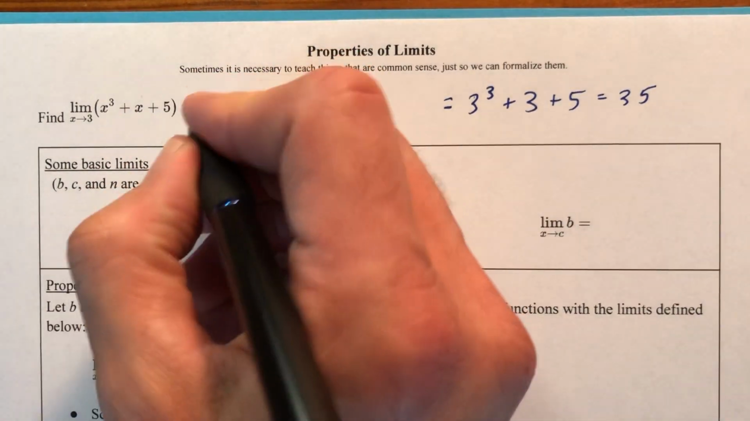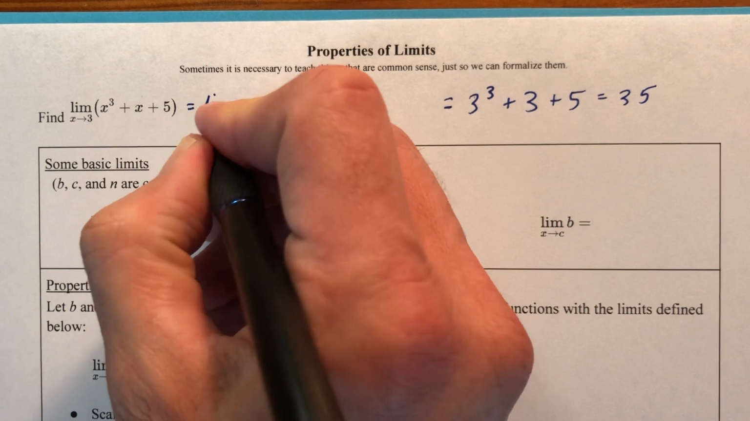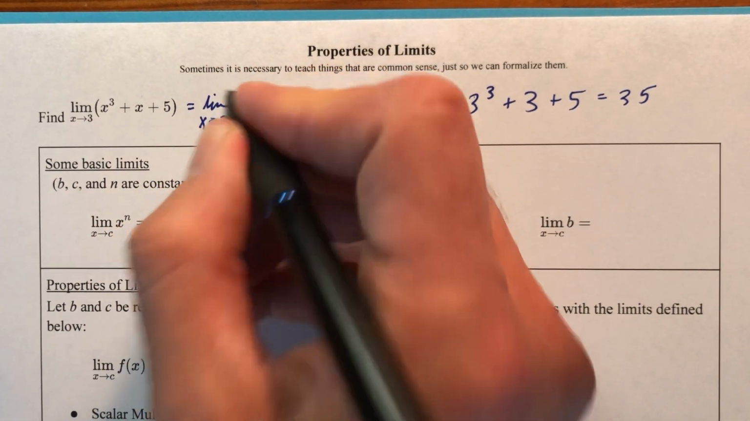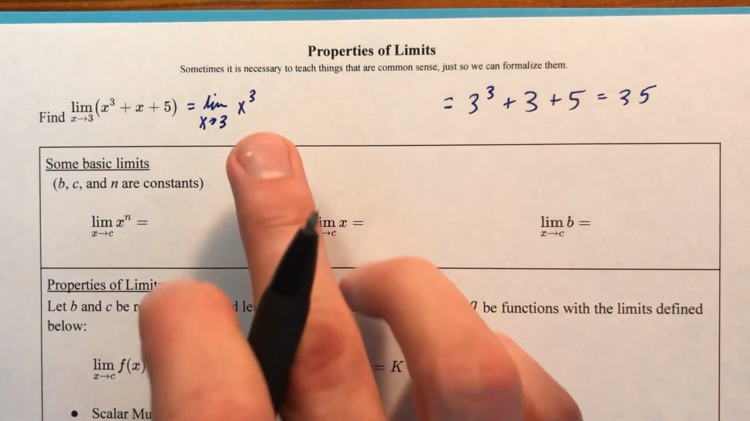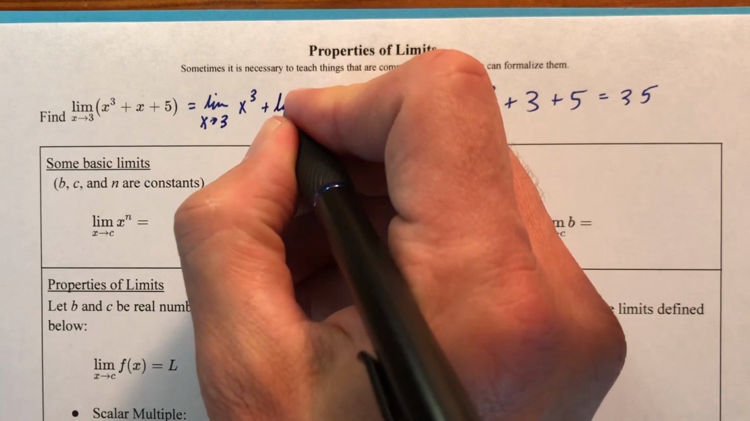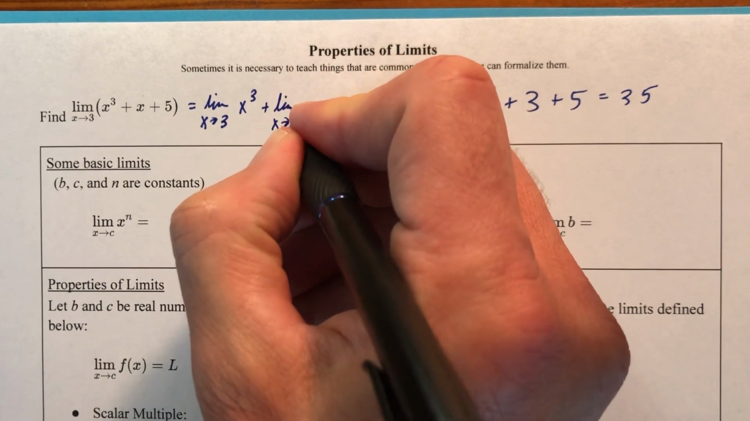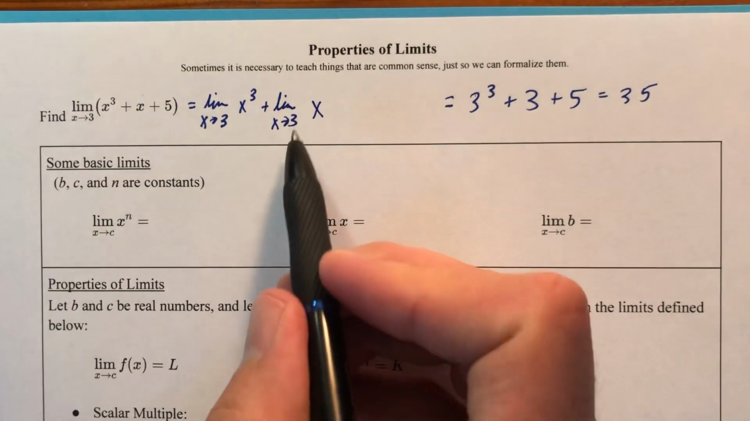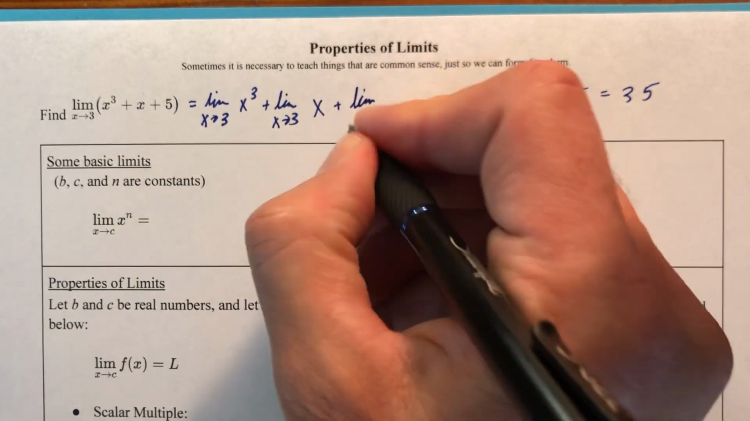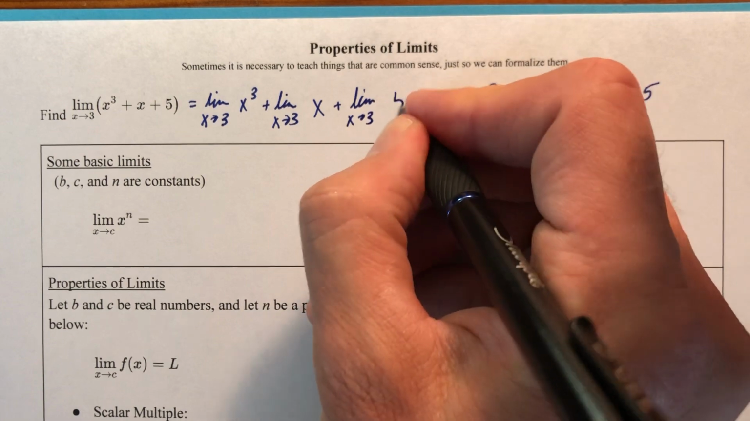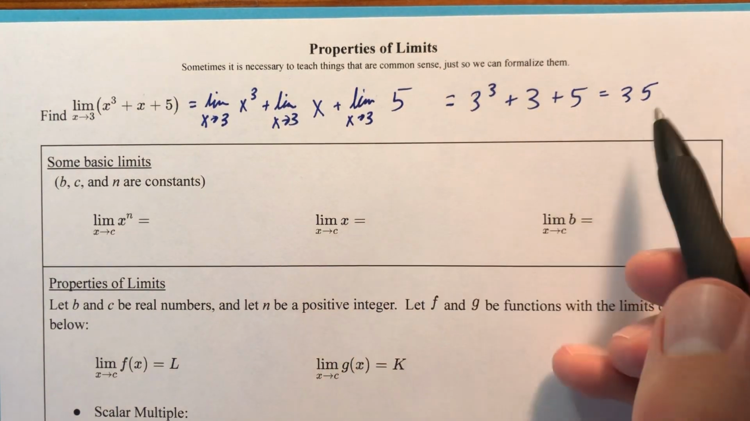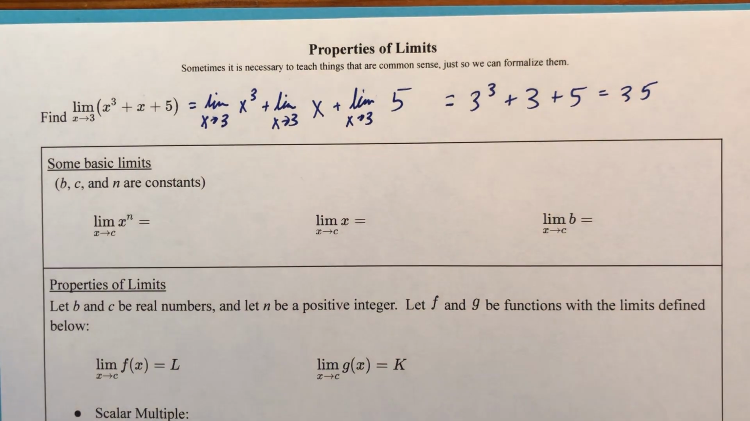Here's what just happened. I found the limit as x approaches 3 for x cubed. And I ended up saying, well, I can just plug a 3 straight in. I get 3 cubed. Okay, fine. Well, I also found the limit as x approaches 3 for just plain old x, and I was able to plug it straight in, and I got a 3. And I also found the limit as x approaches 3 for 5, and I would say I plugged it straight in, but there are no x's here, so it's just 5, and I got this.